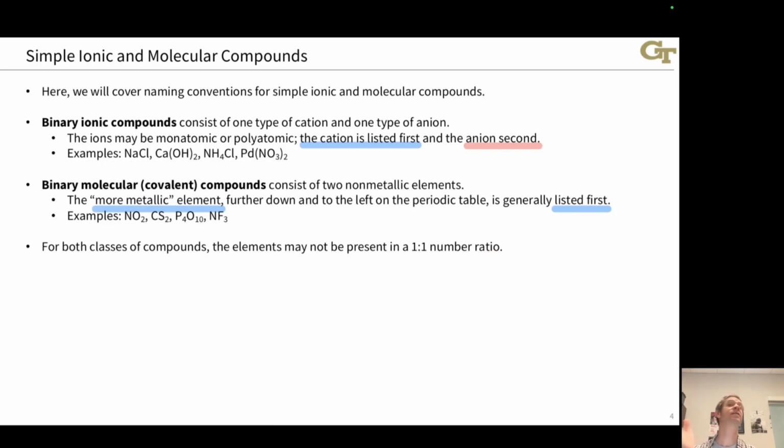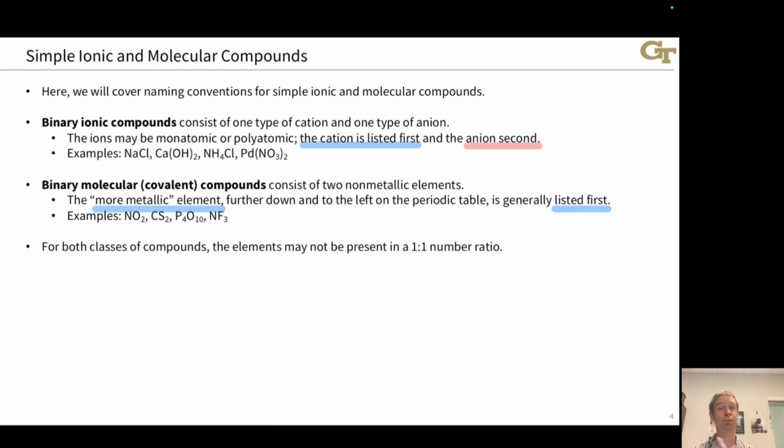It's just we have one type of cation and one type of anion, and the anion may be polyatomic. So the examples here are NaCl, Na+ and Cl-. Ca(OH)2 has Ca2+ and OH- ions. Still a binary ionic compound, even though we have two OH- in each formula unit.